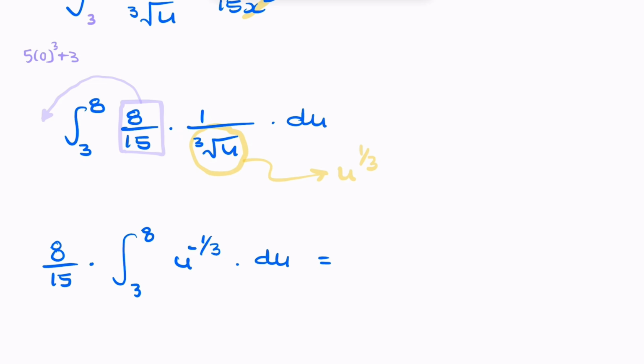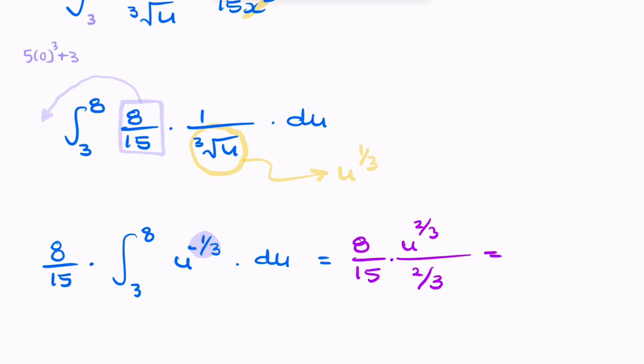Now, it's easy to integrate because you have the power, you just need to add 1. So the answer will be u to the power minus 1 over 3 plus 1 divided by negative 1 over 3 plus 1. So negative 1 over 3 plus 1 is 2 over 3. And you divide by 2 over 3. And you've got 8 over 15, don't forget that. We've got this constant that we need to include.